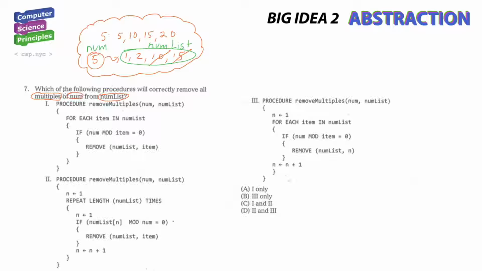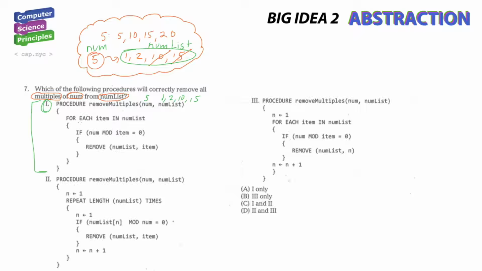So let's see if the first one does it. We're looking just through here to evaluate whether I works or not. The procedure is called remove multiples. That's just a name they're giving to it. And then inside there we've got 5 and then 1, 2, 10 and 15. We're just using the numbers that we made up to help us get through this problem.